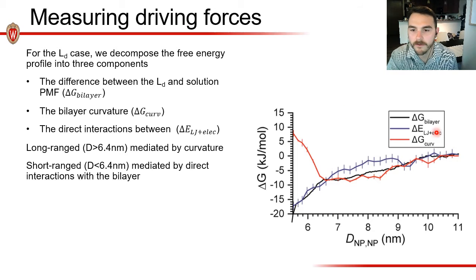So what we see from this plot right here is that for our long-range interactions, we see a decrease in the curvature free energy that corresponds with the difference in bilayer free energy, which suggests that those long-range interactions, so above this 6.4 nanometers, are mediated by curvature. However, after we go past that 6.4 nanometer distance, what we see is this delta G bilayer tends to follow the Lennard-Jones plus electrostatic interactions, suggesting that those short-range interactions are mediated by direct interactions with the bilayer.